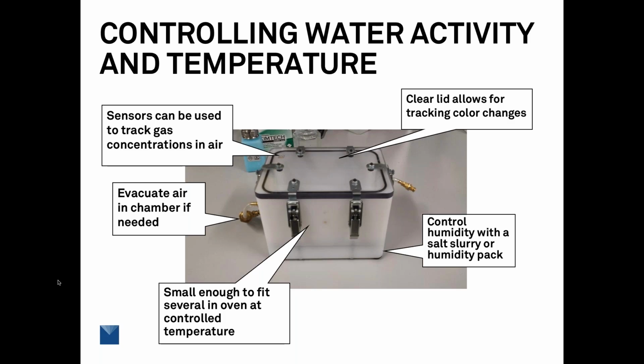We can also use this type of container to look at things like oxygen concentration through an oxydot that you see there in the top left corner. The clear lid allows us for potentially doing some tracking of color changes. We even, with these storage containers, vent it so that we can evacuate air out of the chamber if we wanted and replace it with, say, dry nitrogen or nitrogen air to try and eliminate oxygen. And again, these are small enough that we can fit several of them in an oven to control temperature. So it becomes an easier way to create the different environmental conditions that we need to test.